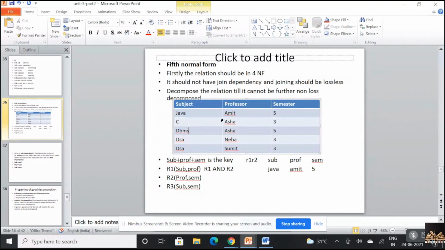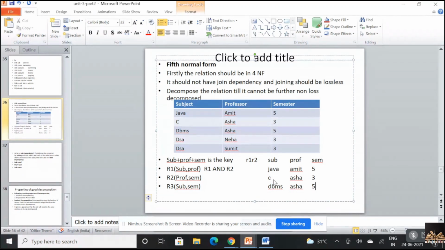So what I have to do? Here I'll be writing C, Asha, and semester is 3. Then I'm going with DBMS, Asha, and the semester is 5. Okay. Again, in subject and professor, I'll be having one more Asha. So I have to again combine these two things with Asha and Asha again. So what will happen? Again, I'm going to write the same thing over here.